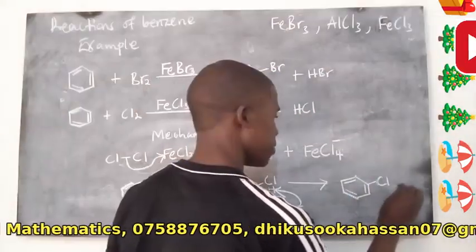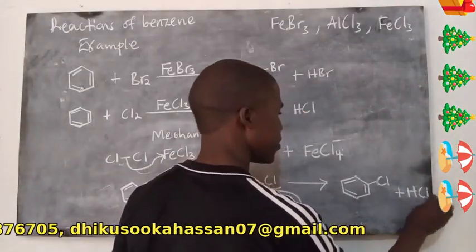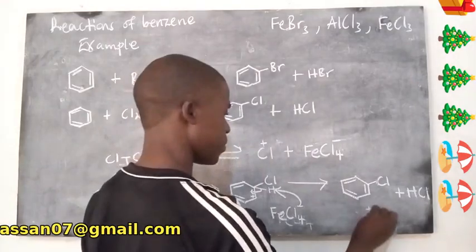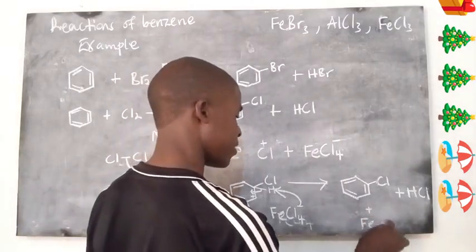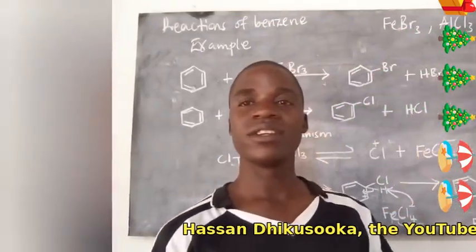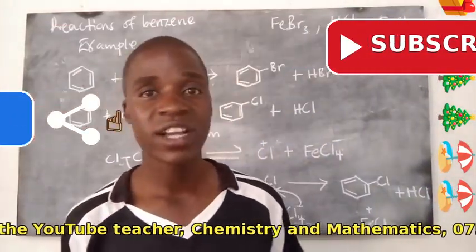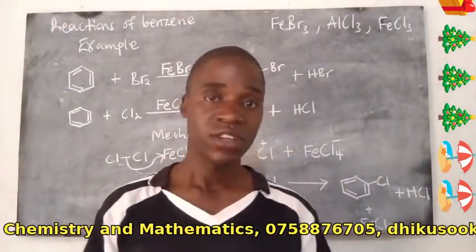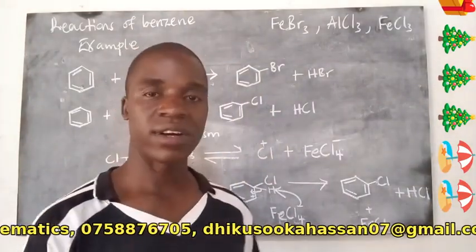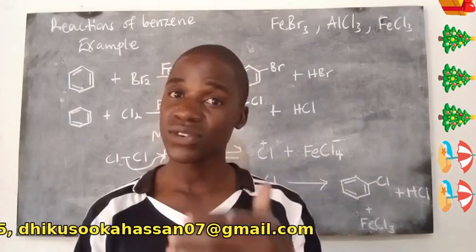Then after this, what we have is the product, plus hydrogen chloride, hydrochloric acid, then plus iron 3 chloride. So iron 3 chloride, also being formed, was already there, so it is not part of the products. How it works, it facilitates the reaction. So this is what we are trying to have, and that is what we are calling halogenation of benzene.